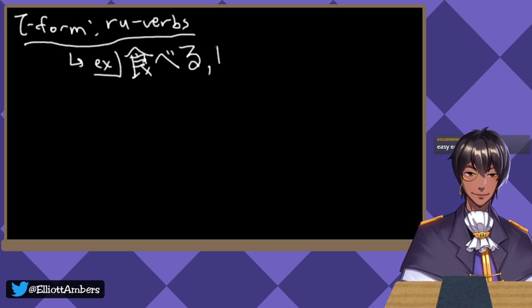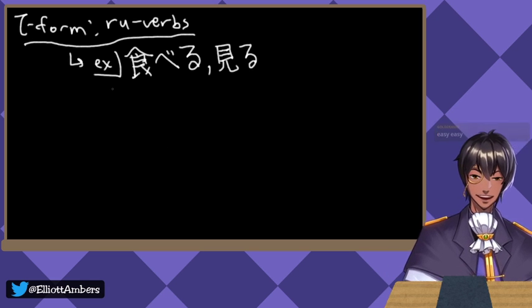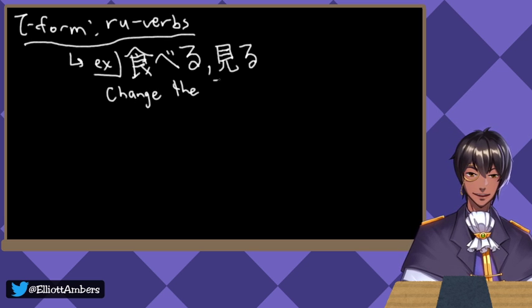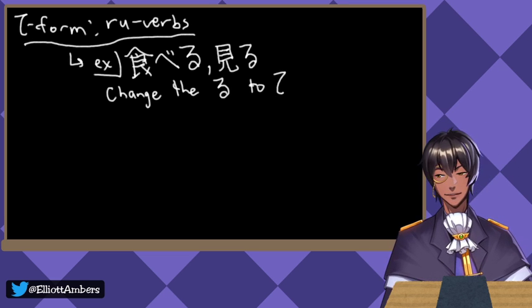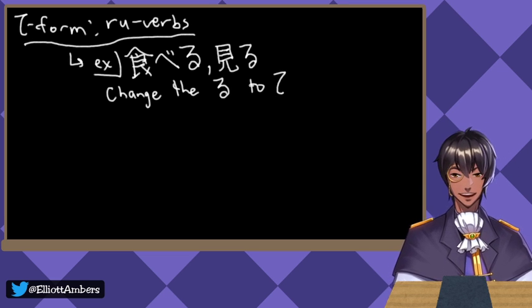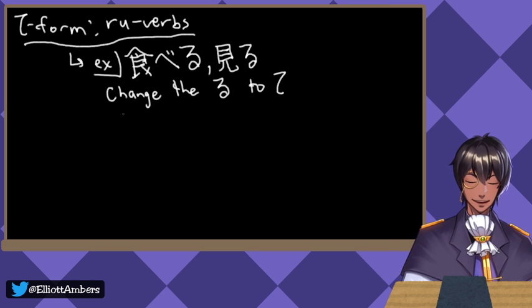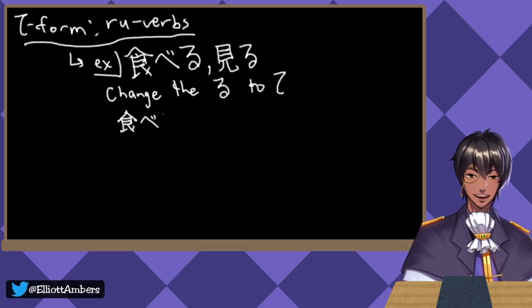We also have to look at miru. And the rule is very simple. Change the ru to a te. Very simple for ichidan verbs. It's a very simple rule. So the word taberu.